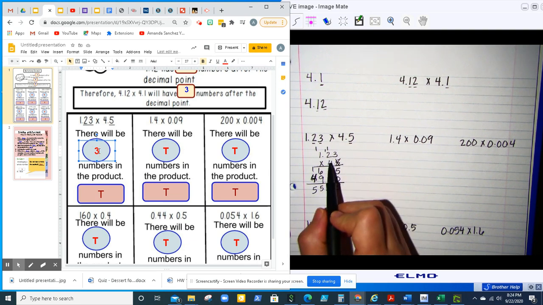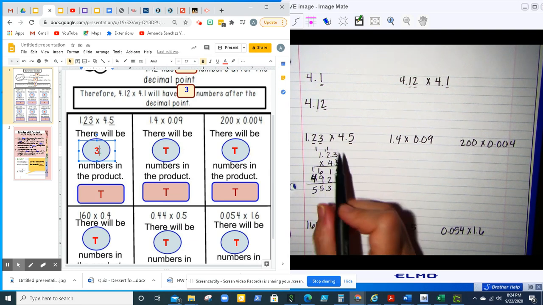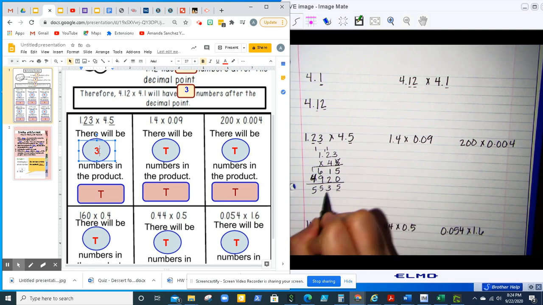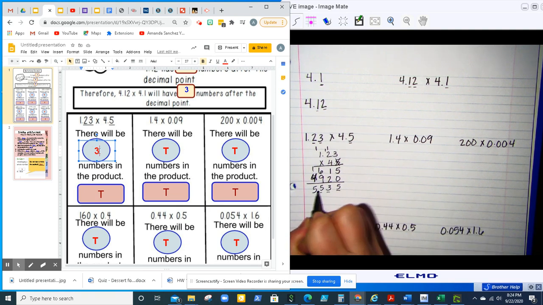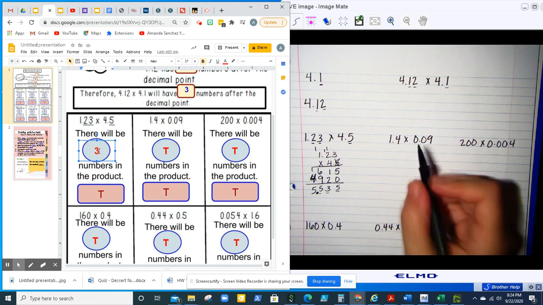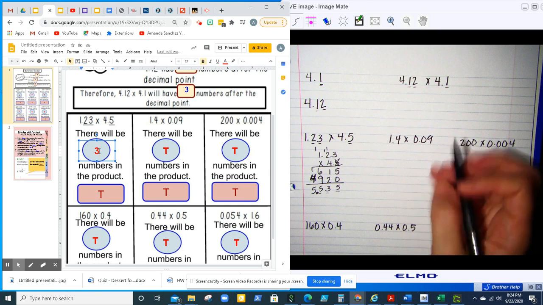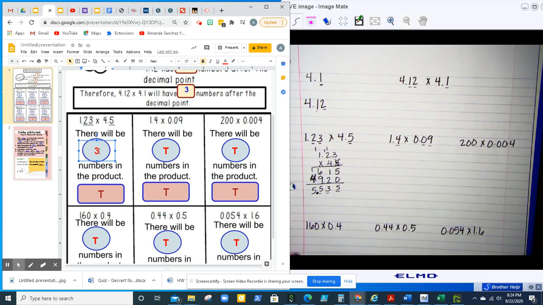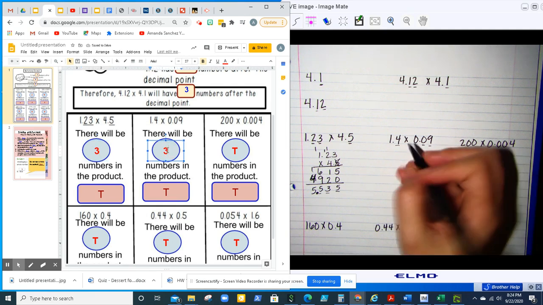So now we need to make sure our decimal is in the correct spot. Remember, we put on our notes that you should have three numbers in the product, in the decimal. So there should be 1, 2, 3 values. All right, so then on the second problem, you should also have 1, 2, 3 numbers behind the decimal.